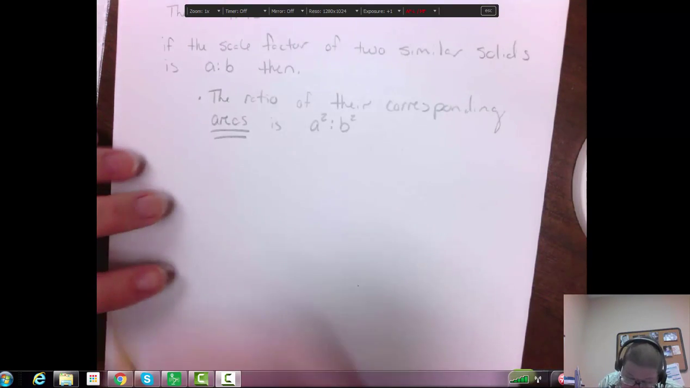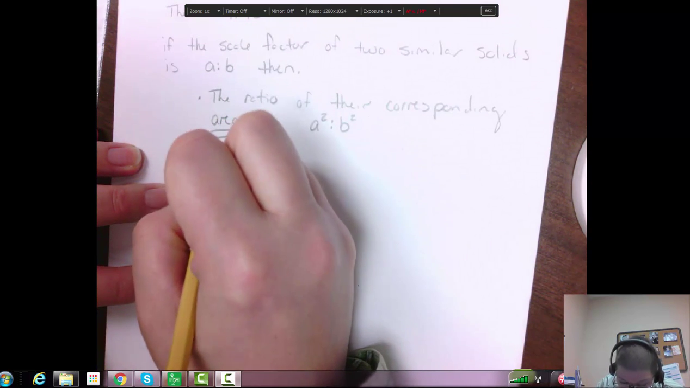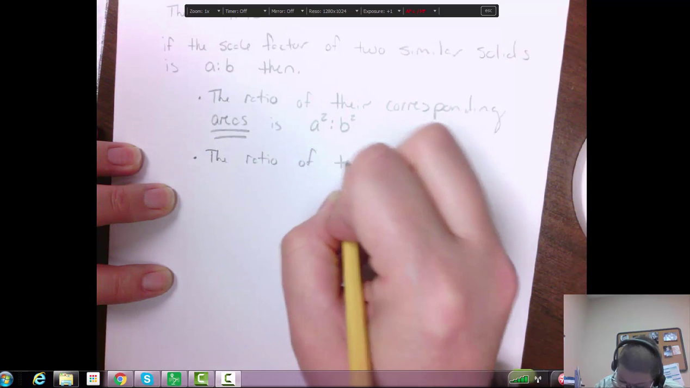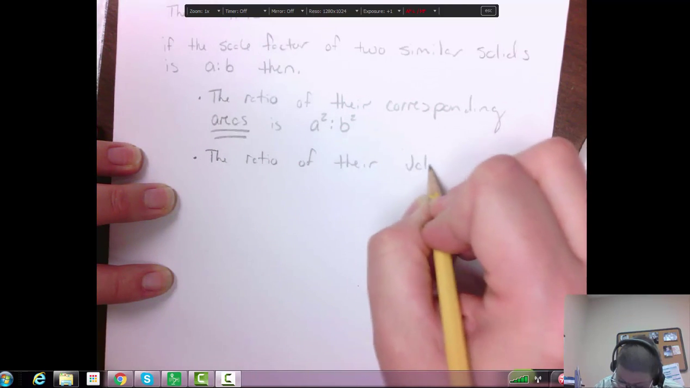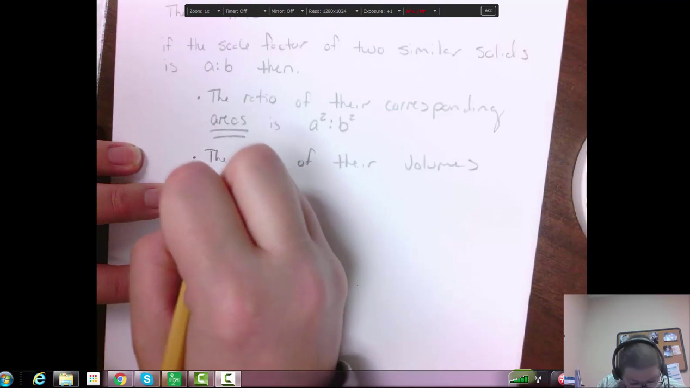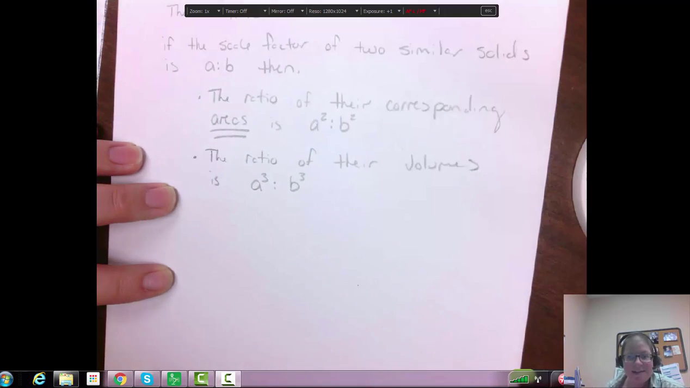And then for volume, they're 3 times. So the ratio of their volumes is A to the third, B to the third. And let's see how we use that. So we know that the volumes are cubed bigger, and areas are squared bigger. Okay, so let's look at some examples.